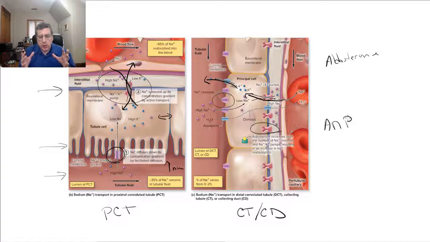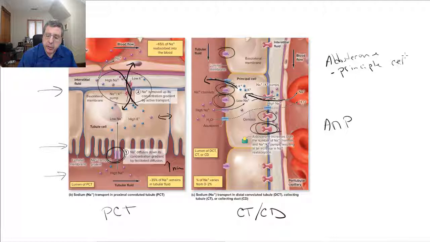And now what aldosterone does, aldosterone adds more of these channels on the luminal side, as well as adds more sodium-potassium pumps. So if we have more channels and more pumps, we can move more sodium. If you move more sodium, you reabsorb more sodium, and as such, you're going to indirectly get rid of potassium. Atrial natriuretic peptide, okay, well, this is going to be principal cells.